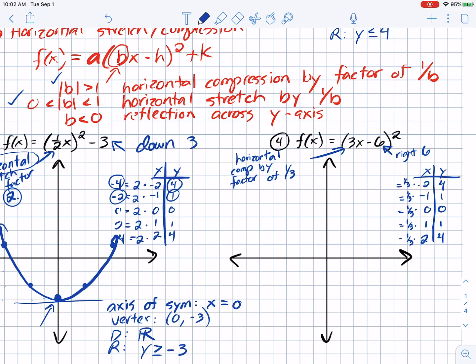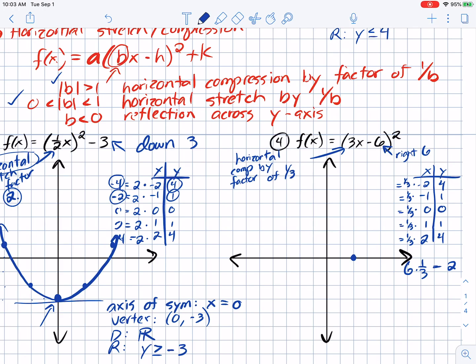And I actually just want to get you started with one thing here. Normally this would be a shift to the right 6 and we would be somewhere over here. But because this is a horizontal compression by a factor of 1/3, that vertex is not going to be shifted to the right 6. It's compressed by a factor of 1/3. So 6 times our 1/3 actually gives us a 2. So our starting point, our vertex, is going to be at positive 2, not 6. It's been compressed by a factor of 1/3, so we're going to start at 2. (2, 0) is your vertex.